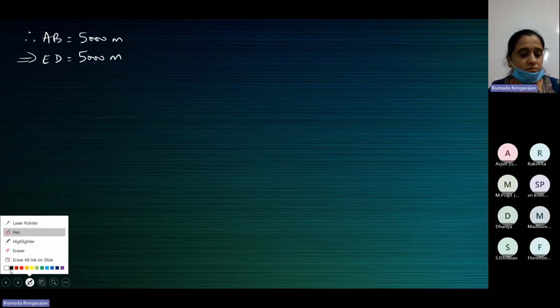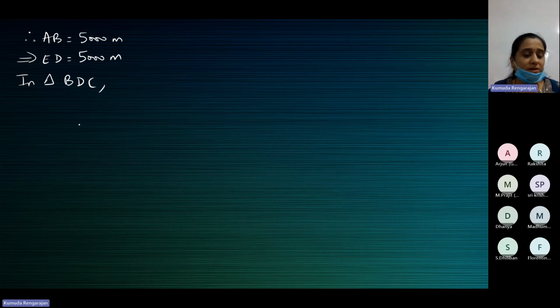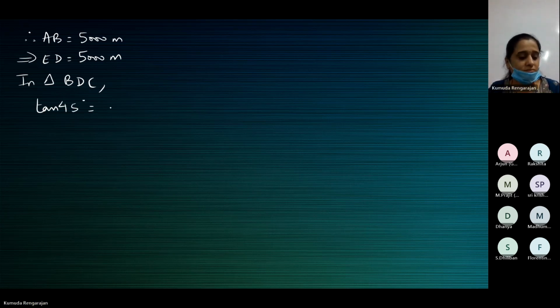Okay, so now in any triangle, in triangle BDC. What is the angle in triangle BDC? 30 or 45 degrees? 45. So tan 45 degrees is equal to, tell me the two sides. BD by DC, ma'am. Very good. BD by DC.